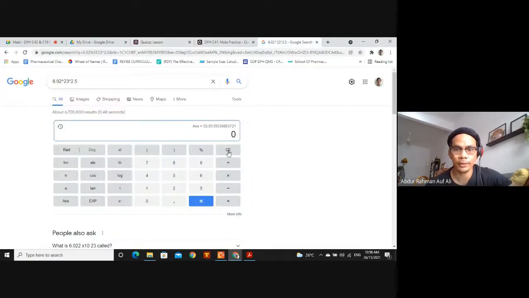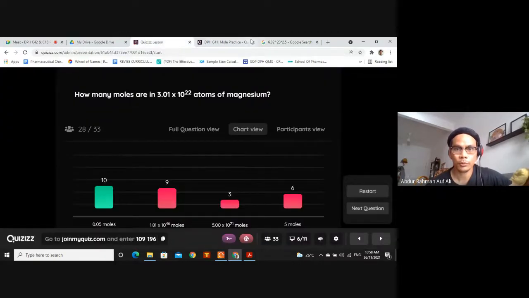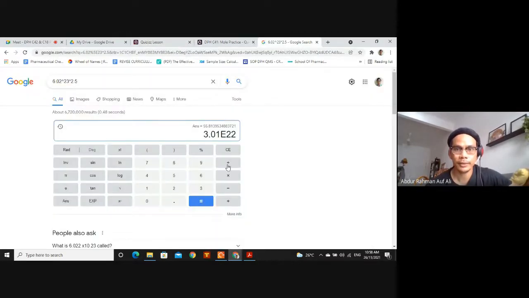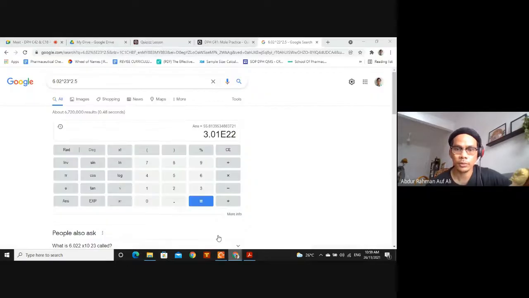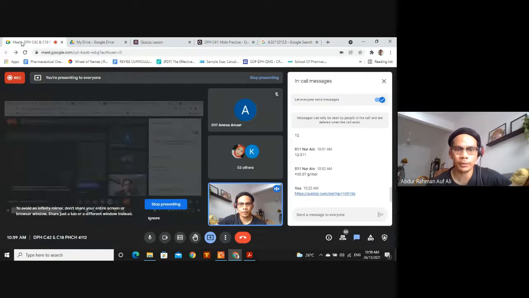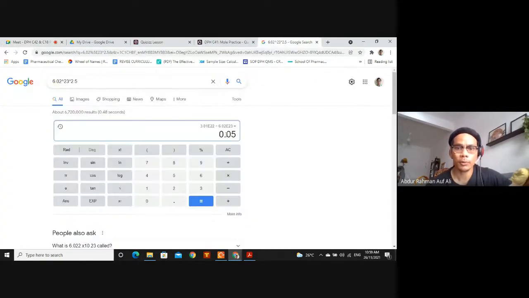So, let's just open calculator. 3.01 darab 10 kuasa berapa dah? 22. And kita perlu, from this diagram, kita perlu bahagikan dengan Avogadro number. Iaitu, bahagi dengan 6.02 darab dengan 10 kuasa 23. Jawapannya adalah 0.05. I share my screen kan, kamu boleh nampak calculator. Okay. Jawapannya adalah 0.05, cantik.